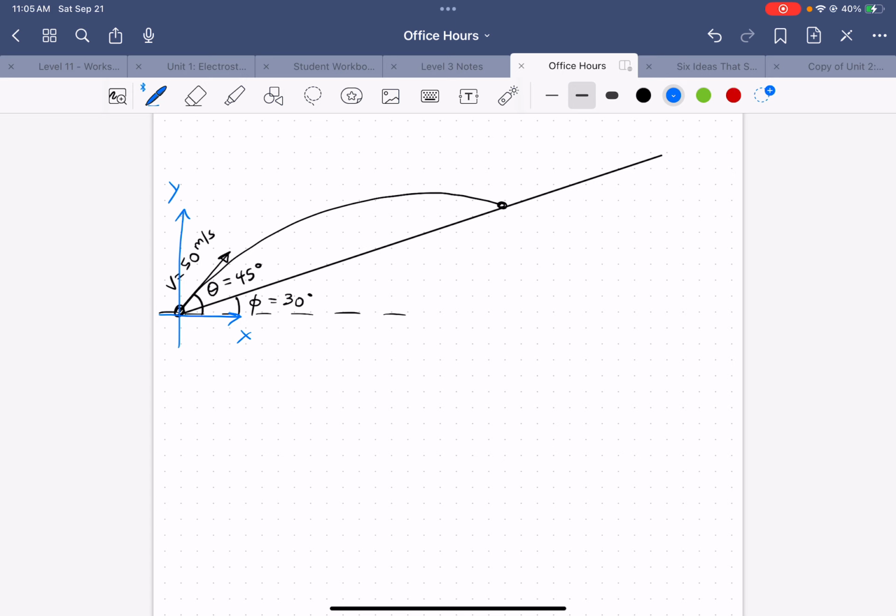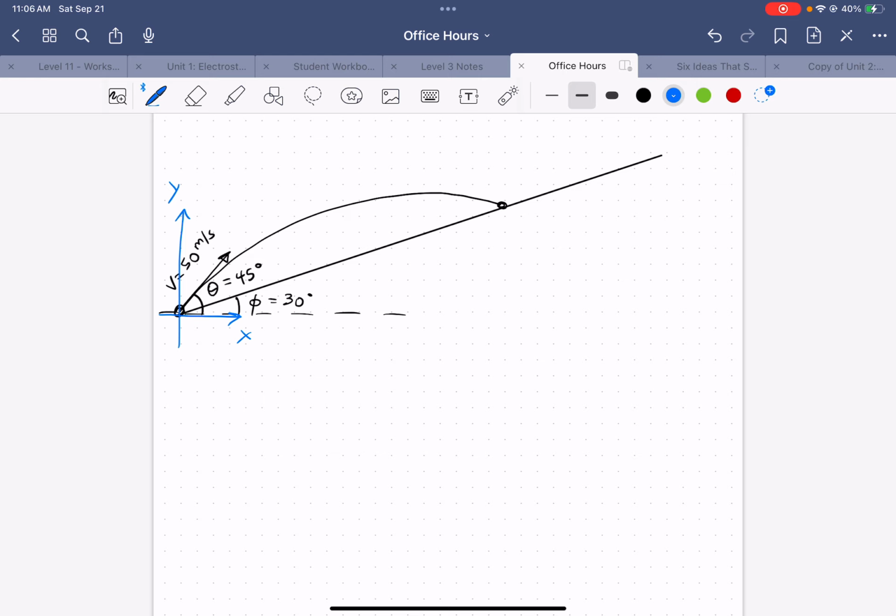The reason you do that is because you usually want the axes to be oriented such that the acceleration is only in one direction. So in this problem, the acceleration is going to still be vertical, so I want my y-axis oriented vertically. So when I do that, I can write the usual equations of motion that will give me the x and y position of the projectile as a function of time.